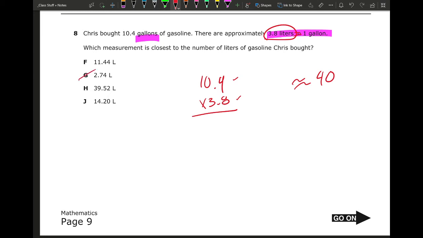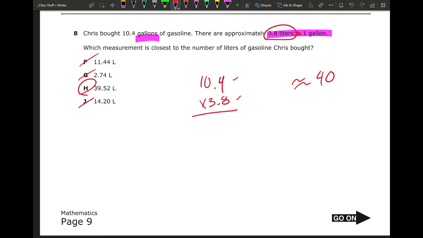Let's see what happens if you divide by any chance. 10 divided by 4 gives you 2.5. If you had divided, you would have probably picked G. But we're multiplying, and again, it has to be close to 40. Let's look at F. Is that close to 40? No. H is very close, right? What about G? Nope. My answer must be H.